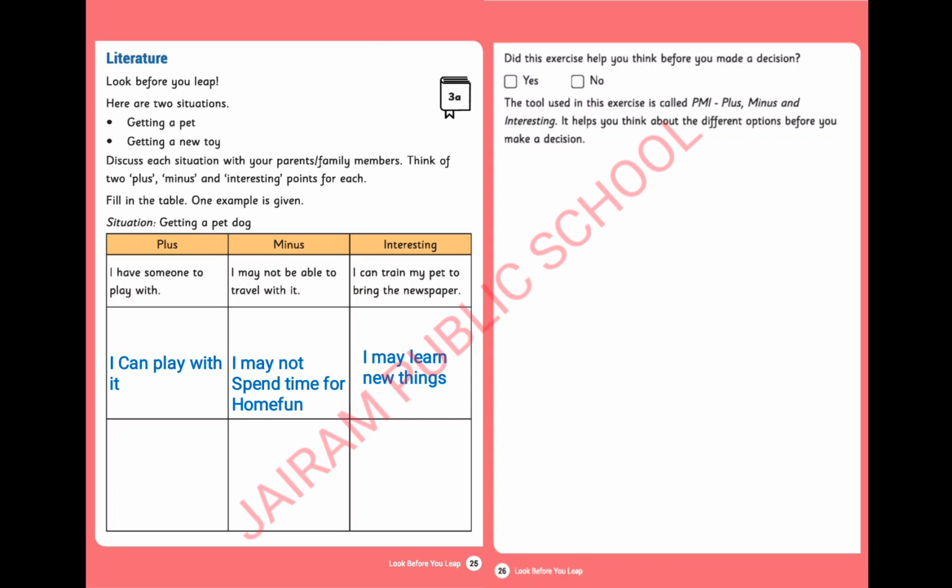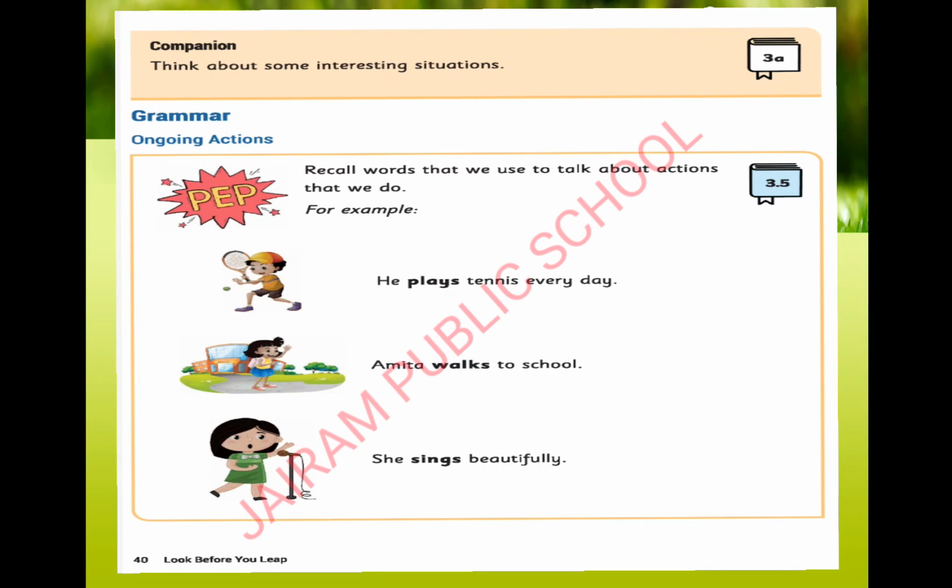PMI means plus, minus and interesting. So before you take any decision, think about the good thing which will come to you because of your decision, and the minus means the bad things or trouble or problem. Interesting things means useful things gonna happen. All the 3 things you have to think in your mind, then only you should take a decision. So it helps you think about the different options before you make a decision. Okay, children, I hope you all understood about this activity. You must do this activity with your family members or parents.